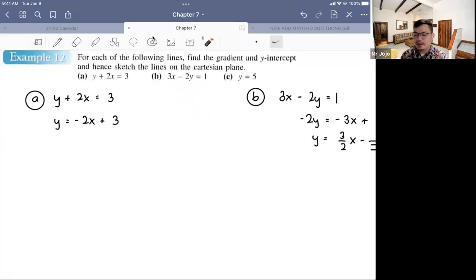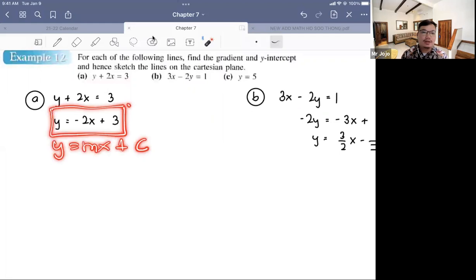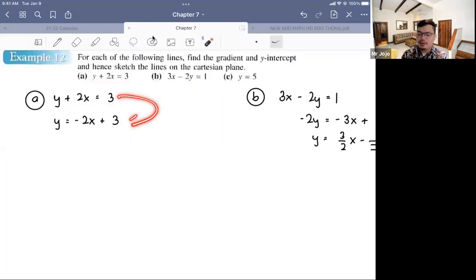All right, so for letter A, we're given y plus 2x equals 3. Now, if you're given an equation of a line like this, I suggest that you transform it into this format: y is equal to mx plus c. There's a reason behind this, and I'll tell you why later. So that's what I did. I changed this into linear form, y is equal to mx plus c.